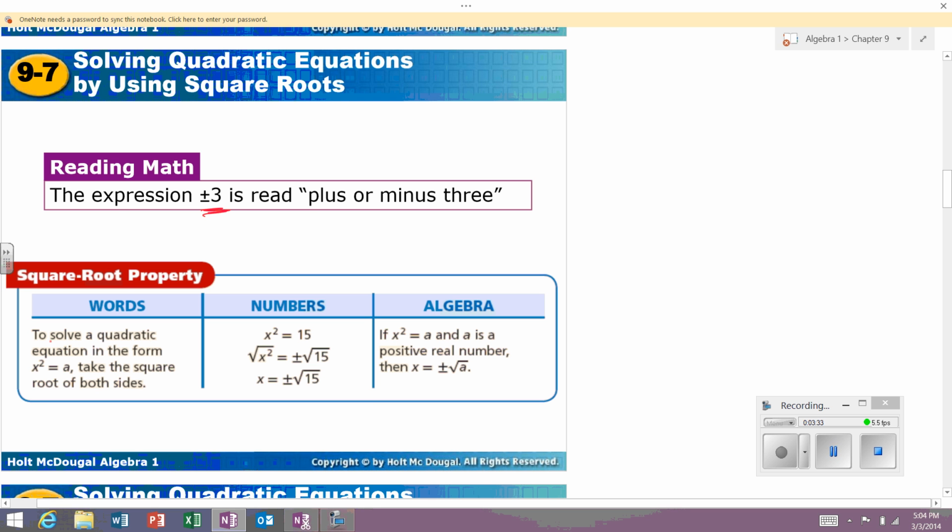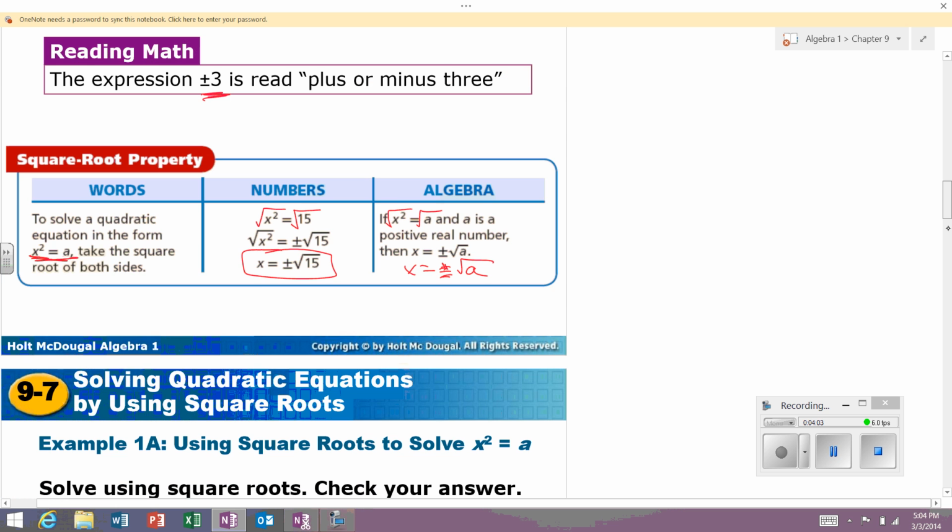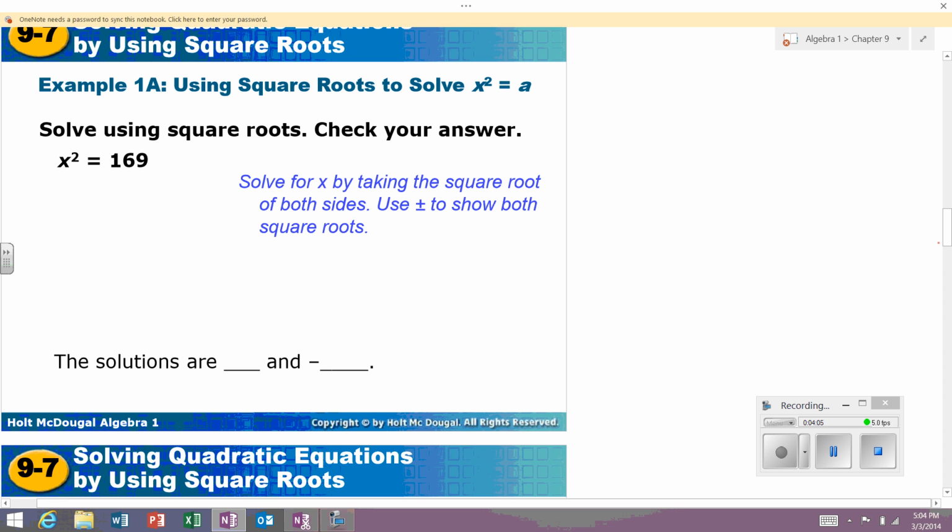So let's look at an example here. If I had a quadratic equation, x squared equals a, we would take the square roots of both sides. So over here, I would take the square roots of both sides, and my answer would be x equals plus or minus the square root of a. So the only way to get rid of an x squared is to take the square root. And so if I take the square root of both sides, that's going to give me a plus and minus square root of 15. And if it doesn't simplify any further, you can leave it as is.